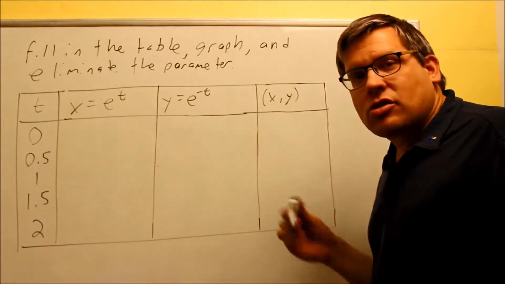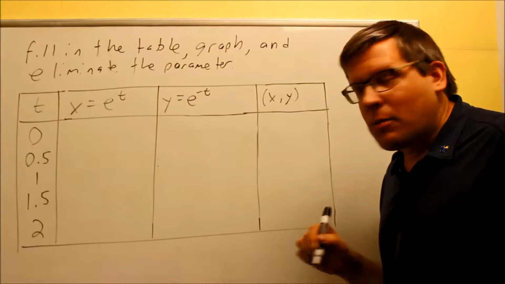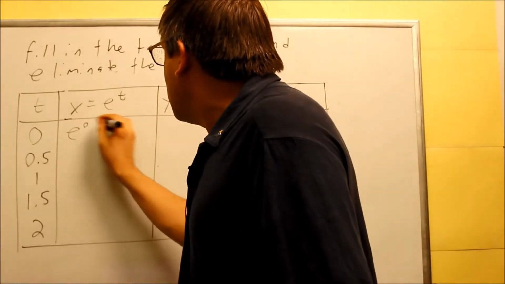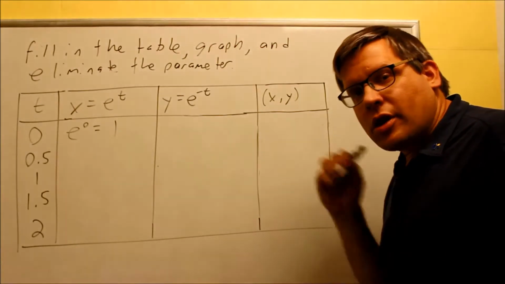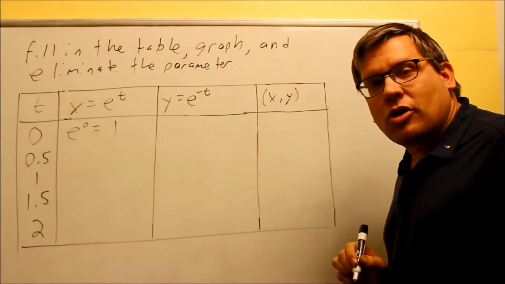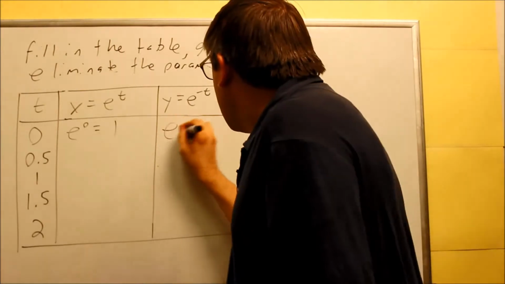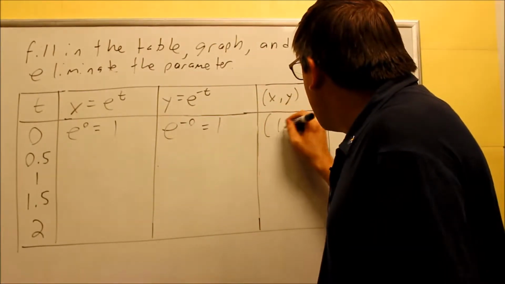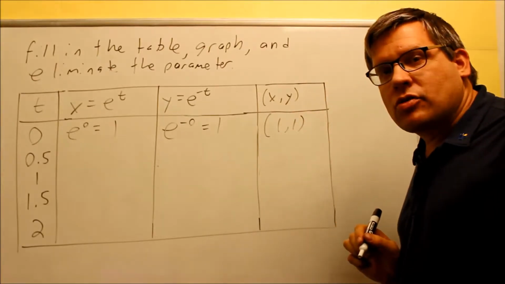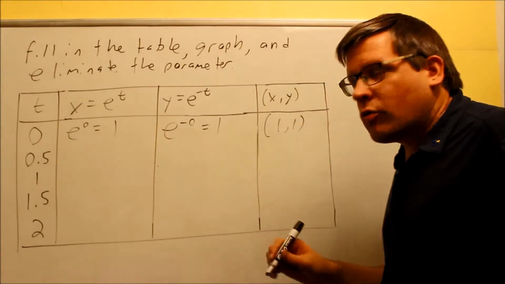Now the first row we don't actually need a calculator because we can use log properties for this one. So first one you have E to the 0, and we know as a review from the pre-calc material, anything raised to the 0 power is always equal to 1. And you have E to the negative 0, that's also equal to 1. So you get 1 comma 1 is your starting point. Now we're going to fill in the rest of these.